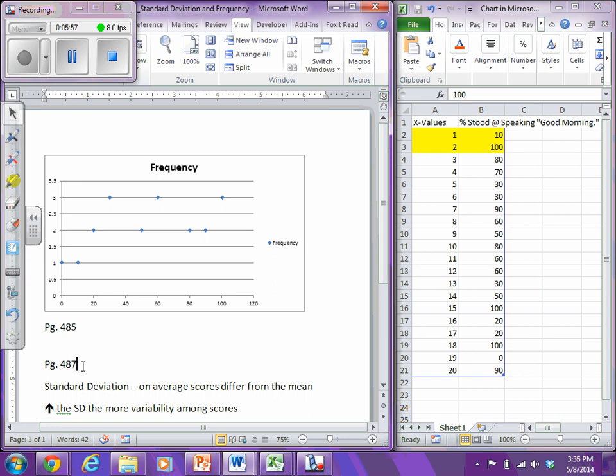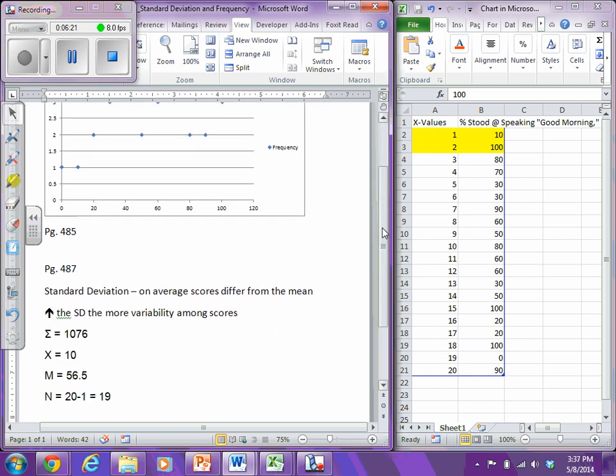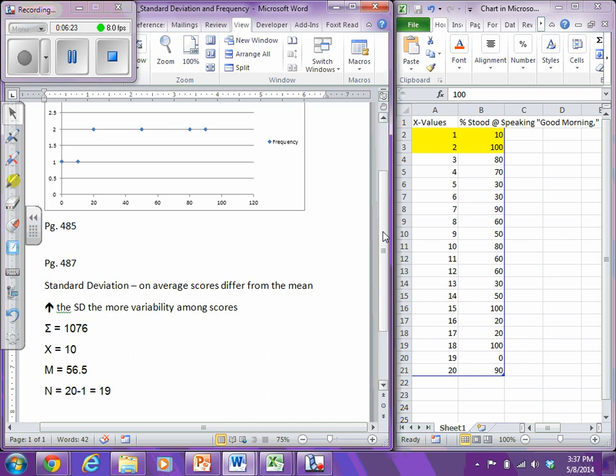And standard deviation really is just how scores differ from your mean or your average. Okay, how far away from the mean are they? And when it's a really high standard deviation score, and here's my note for that, there's a lot more variability among your scores. There is on page 488 of your textbook, and I don't have it written here, a standard deviation equation.